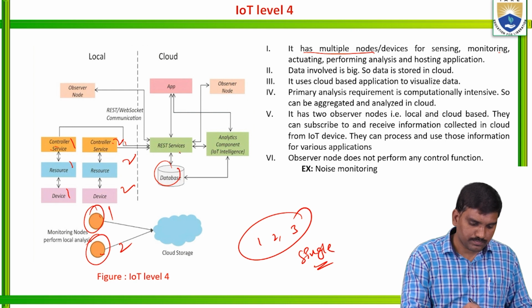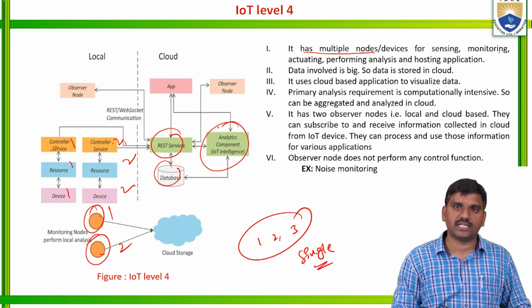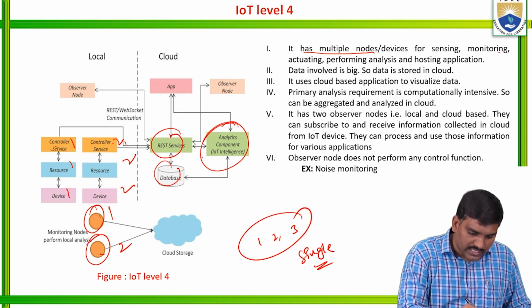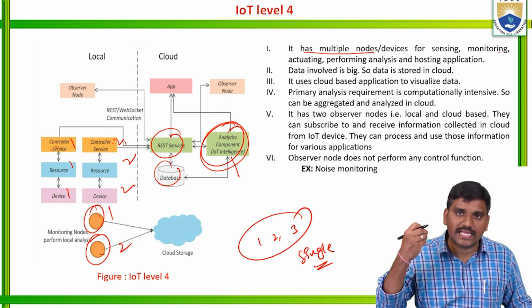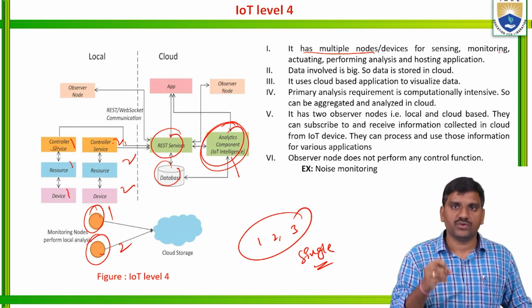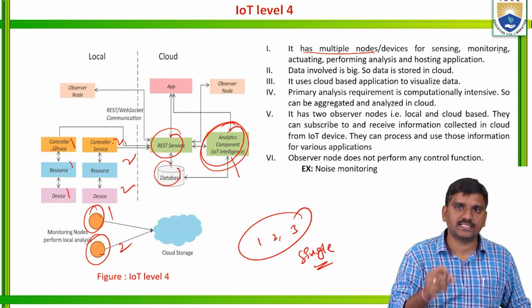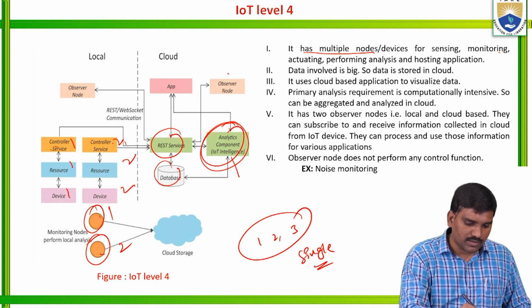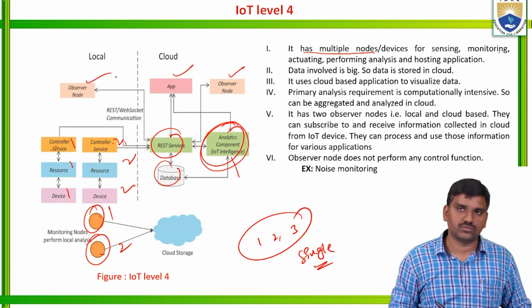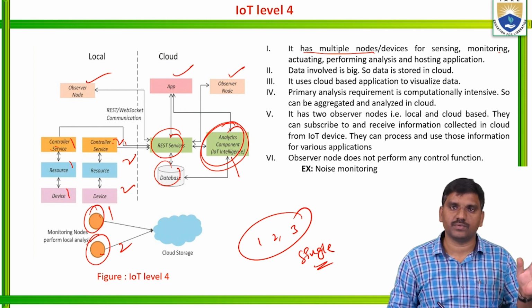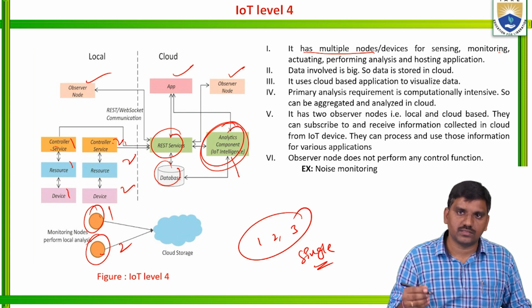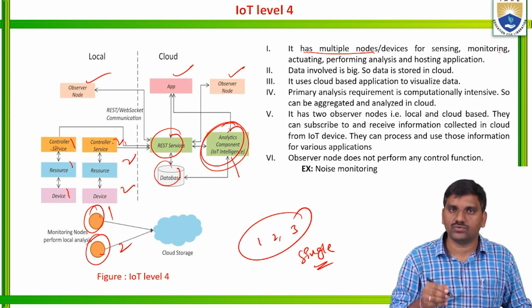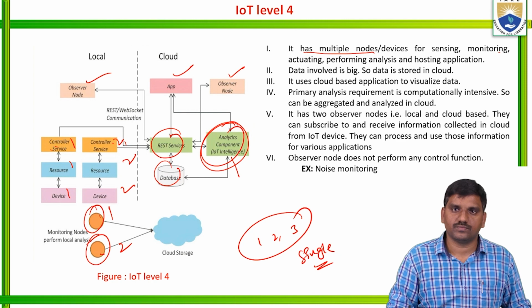The database is same, REST services is same. The extra component here is the analysis component for IoT intelligence. So we have to analyze the stored data. For that we use the analysis component along with the observer node, application and observer node, local and cloud nature. So this is the difference among IoT level 1, 2, 3 with level 4.